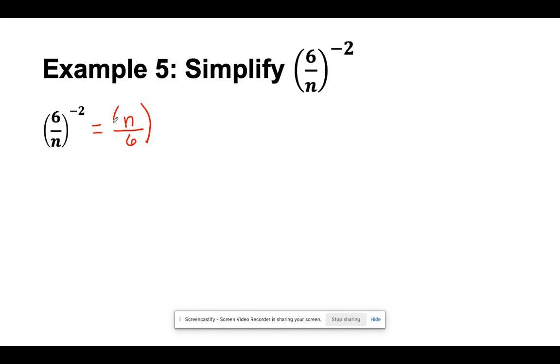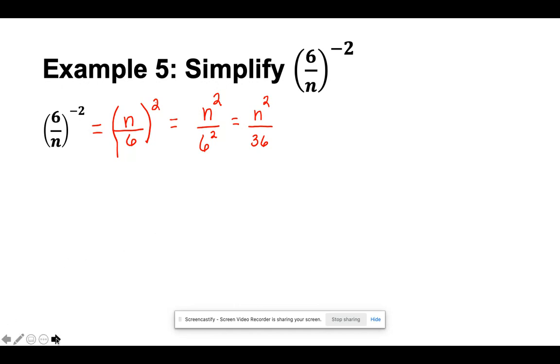That means I'm going to flip this upside down. So I flip it upside down. And now I have a positive 2 exponent. Now I distribute the 2 and I get n to the second power over 6 to the second power. Remember, that's not actually distributing. We just call it that because it makes sense for us to think of it that way. Now I can't simplify n to the second power anymore, but I can simplify 6 to the second power. I know that that's 36. And now we're done.